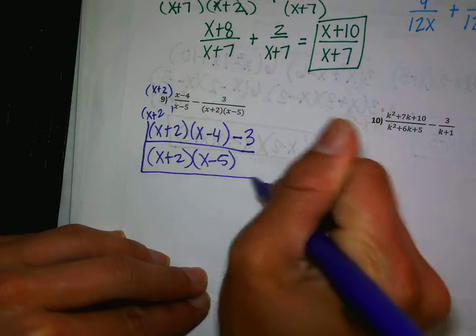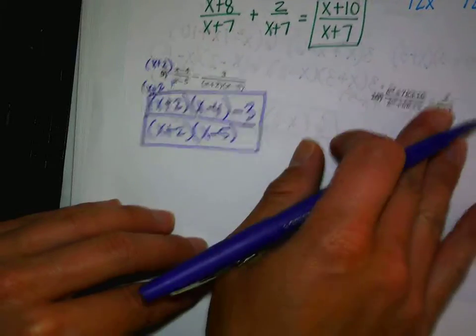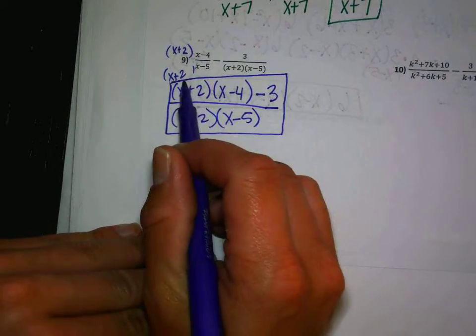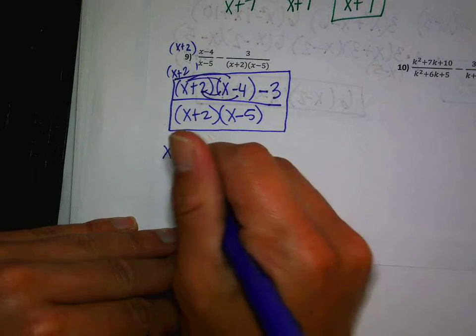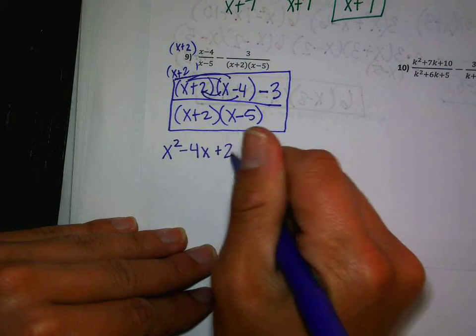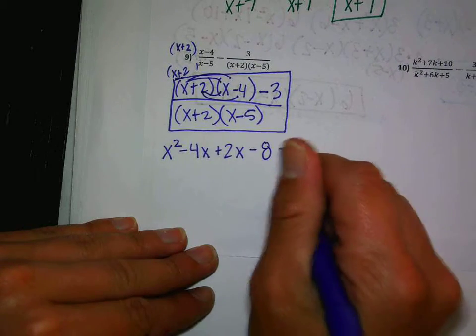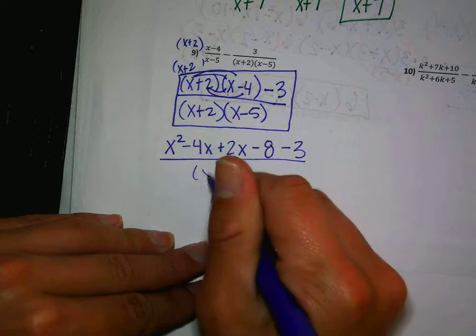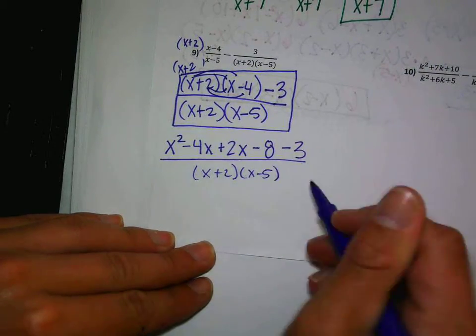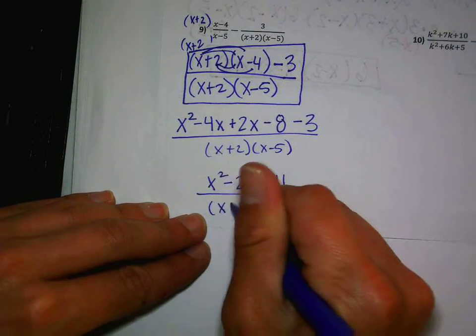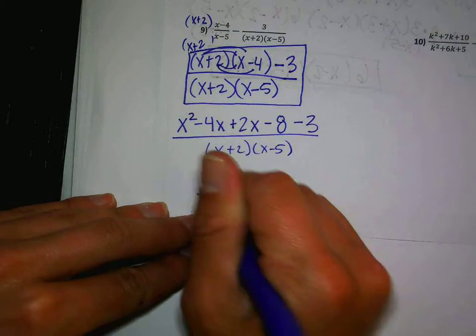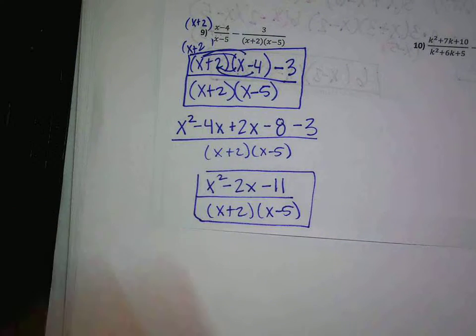Once again, I am okay if you want to leave it like this. When you get into either pre-cal, college algebra, whatever you do, you will have to take it the step farther and multiply everything out. So if you want to multiply it out, x squared minus 4x plus 2x minus 8, and then we still have this minus 3 here. The bottom stays the same. And then just simplify x squared minus 2x minus 11 over x plus 2, x minus 5. So you don't have to do those last steps unless you really, really want to. Wait, so we don't have to combine the bottom? No.